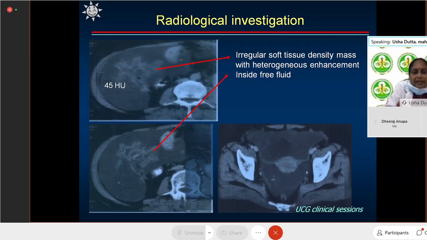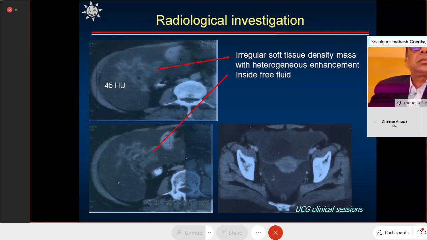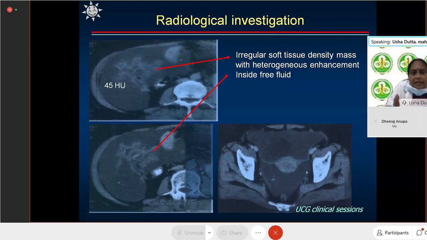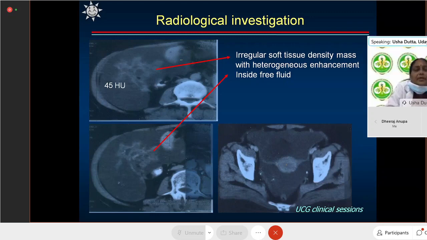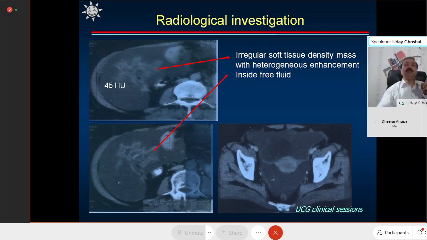I just wanted to tell the residents who are participating, even if you try and describe this lesion, there is a solid component which is enhancing, and there is a fluid component which is all around. So does that give you some clue in this patient? Yeah. So what I'm trying to tell you is clinical medicine is like this. When you want to be a researcher, you have to go deep and deep and deep inside one area. When you have to be a clinician, you have to have tremendous width. You may not have depth, but you have to have width.